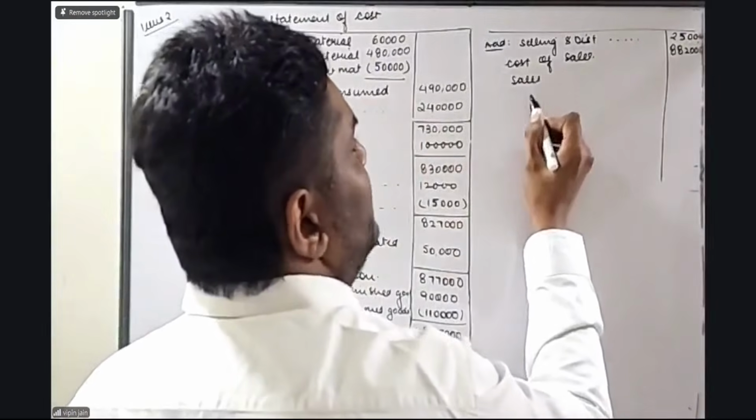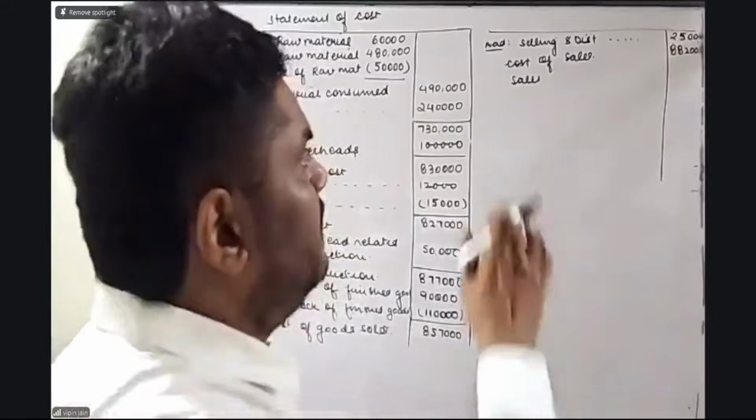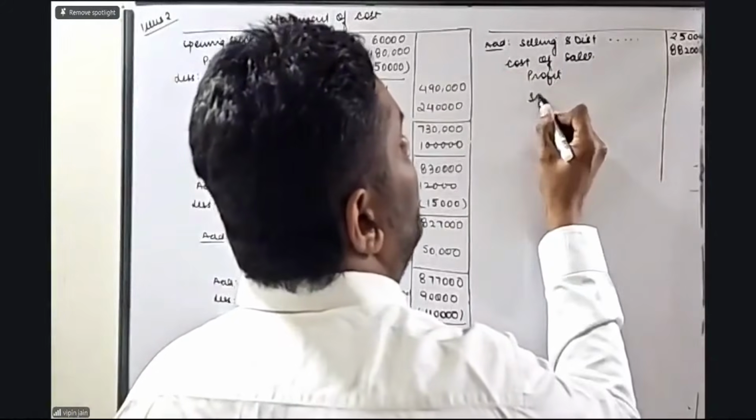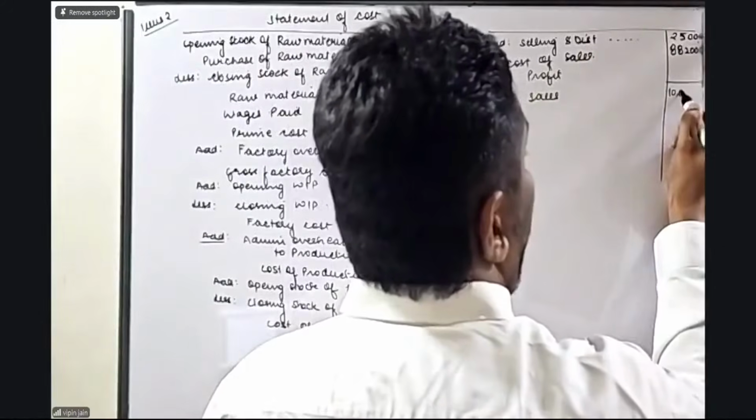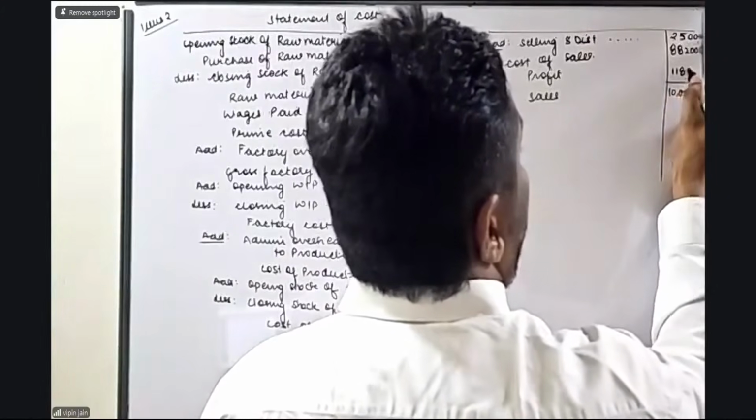If the sales is given in the question, that is 10 lakh, then if we add profit, we'll get sales. Profit is not given, however, sales is given, 10 lakh. So 1,18,000 will be my profit.